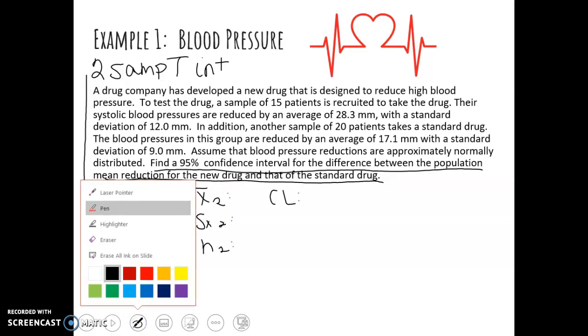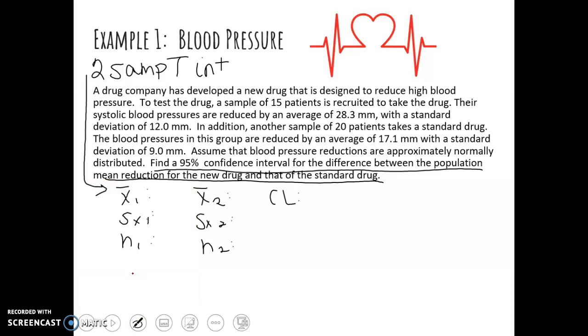So let's fill those in. It doesn't really matter which one is which, I guess. Not in this case, anyway. We're trying to see the confidence interval for the difference between the population mean reduction for the new drug and that of the standard drug. And what did they give us first? It says, to test the drug, a sample of 15 patients is recruited to take the new drug. So, new drug is first, and then the standard drug is second.